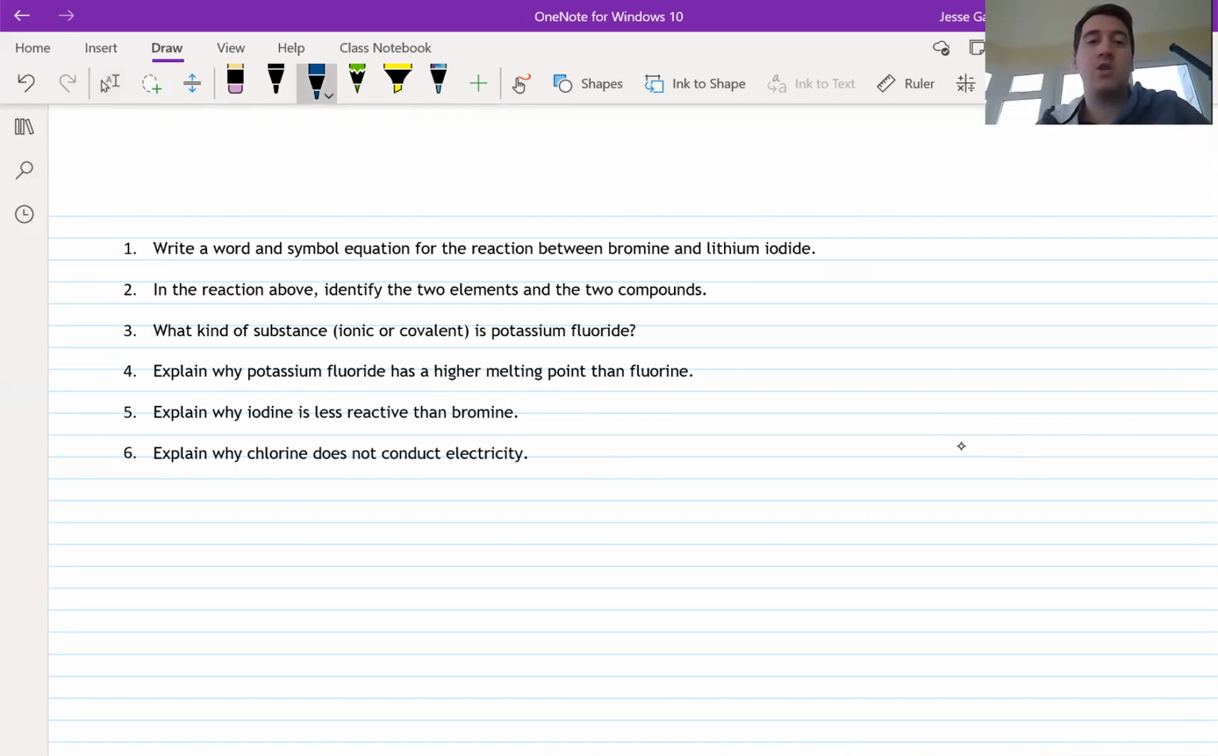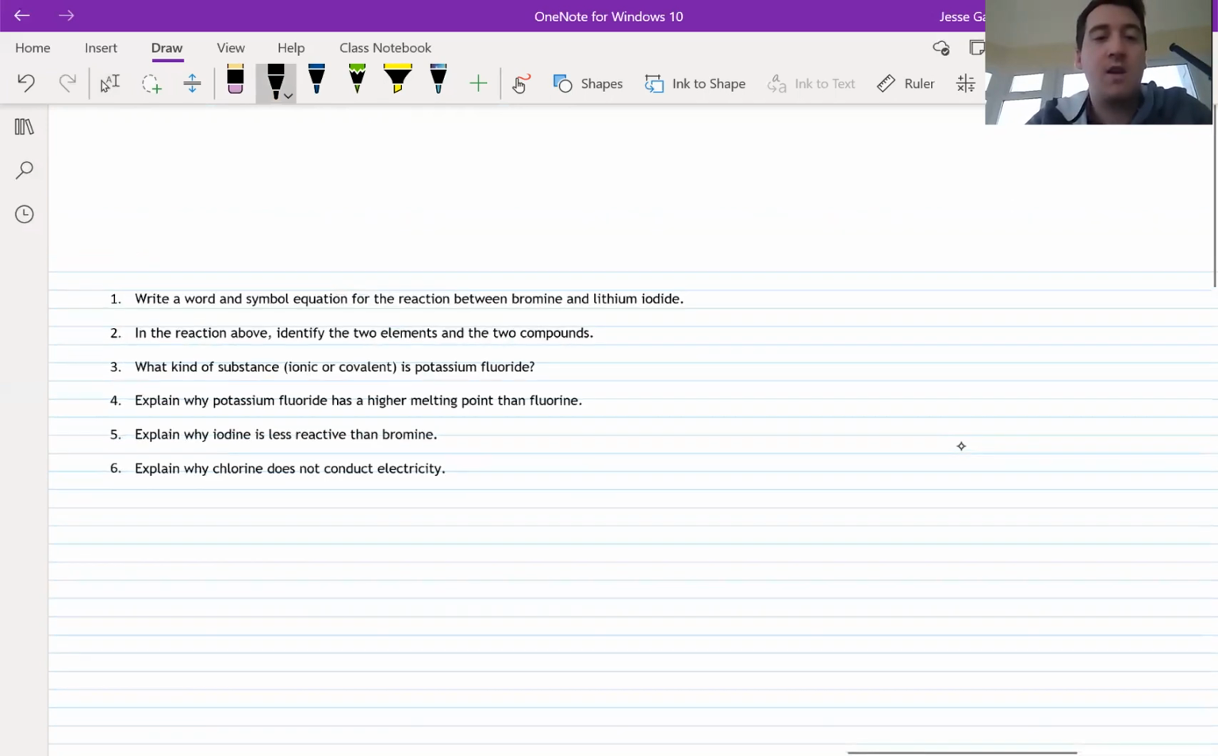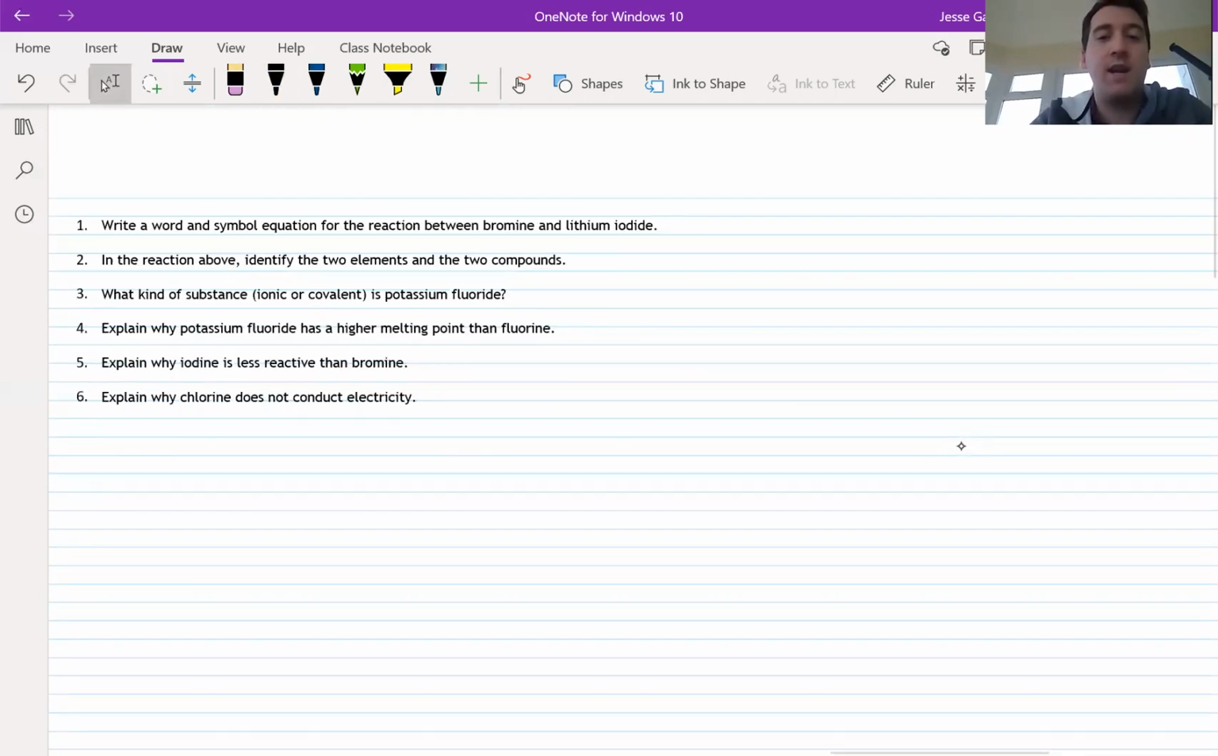Okay, so you should only be watching if you have tried to do those questions. Write a word and symbol equation for the reaction between bromine and lithium iodide. Okay, so lithium iodide is going to be Li, lithium, and iodine's in group 7. So it's a 1:1 compound. Lithium's in group 1, iodine's in group 7. That matches up nicely: 1 electron given away by lithium and 1 electron taken by iodine. So lithium iodide, that's the formula. If you didn't know that, sorry, I should do the word equation first.